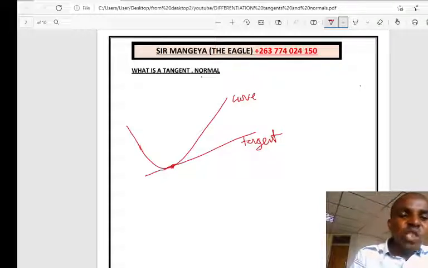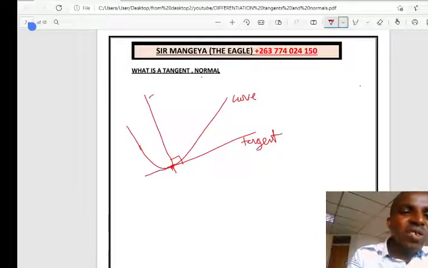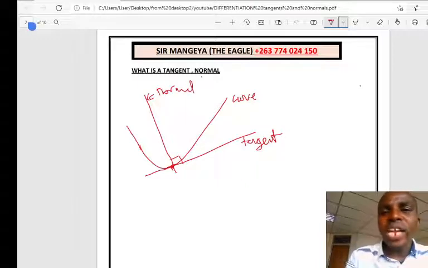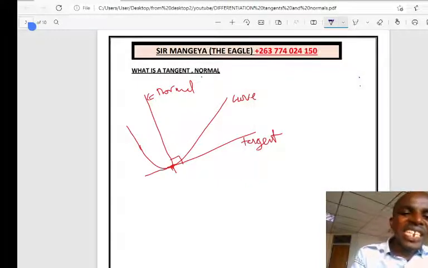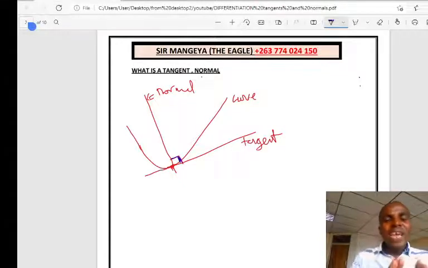Then, we have also a normal. Normal is a line that is perpendicular to the tangent, like this, which means it meets the tangent at 90 degrees. This line will be called the normal line, because it meets the tangent at right angles at 90 degrees. Normal and tangent, they are perpendicular to each other. They meet at 90 degrees.